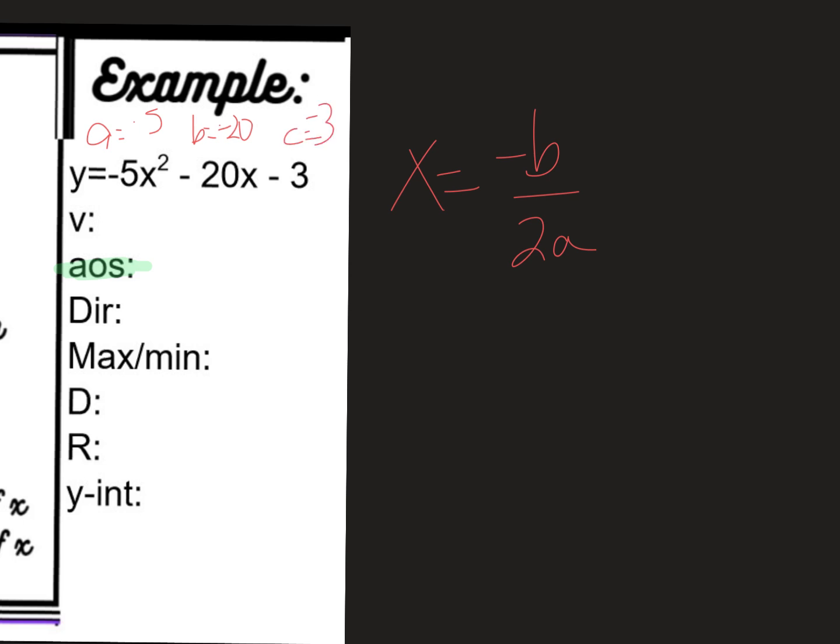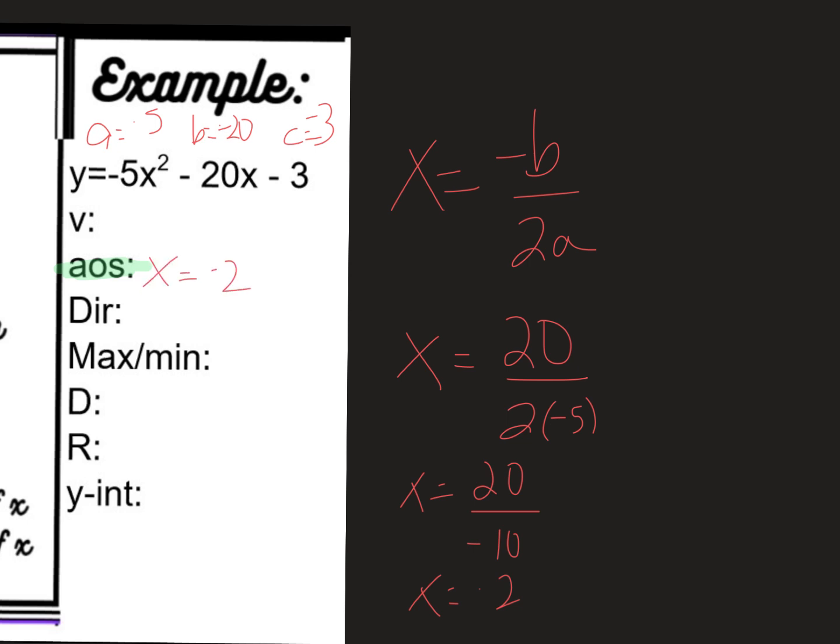Whoops, and I put 30. Oopsie. Now, x equals negative b. So negative 20 would be positive 20 over 2 times a, which is negative 5. So x equals 20 divided by negative 10. X equals negative 2 is my axis of symmetry. For my vertex, I know that negative 2 is the x-coordinate of my vertex. And now to find the y-coordinate of my vertex, I substitute.